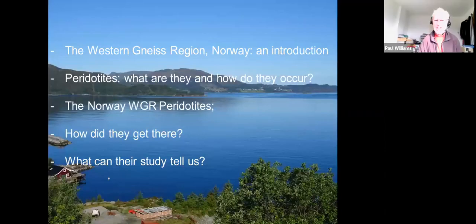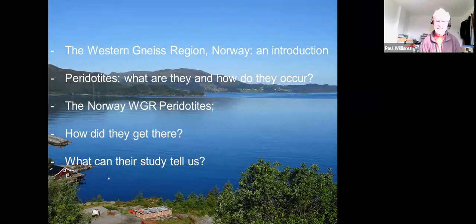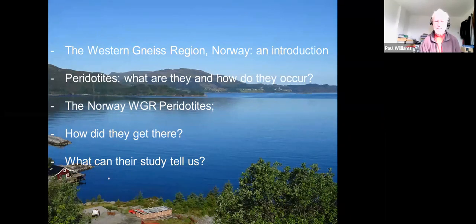Okay, the Western Gneiss region. We'll have a look at that, see what it's all about, an introduction of that. I'll say something briefly about peridotites and how we classify them and whereabouts we find these. And we'll go into a look at these peridotites in Norway with two very important questions in our mind. Firstly, how on earth did they get there? And then, well, so what? You know, can we learn anything about looking at these peridotites?